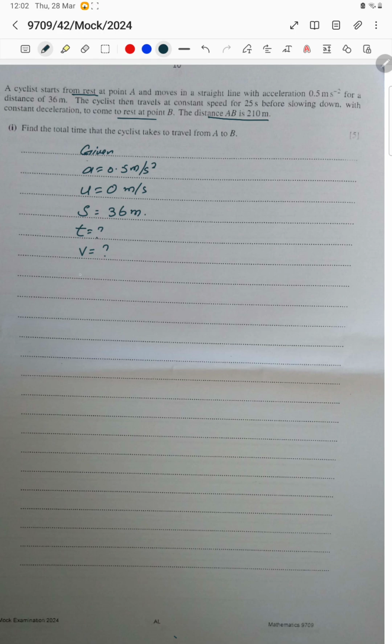Okay, so we can use Newton's third equation of motion: v square minus u square is equal to 2as. So v square is equal to u square plus 2as. So v square we have to find. u is 0, square, plus 2 times a, which was 0.5, and s was 36. So using calculator, we get this, and v is 6 meter per second, the maximum speed.